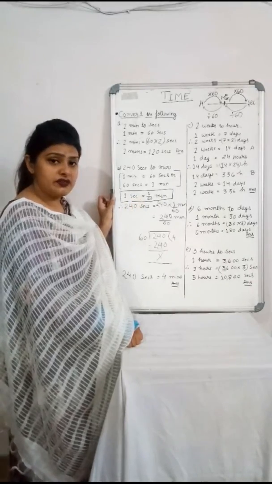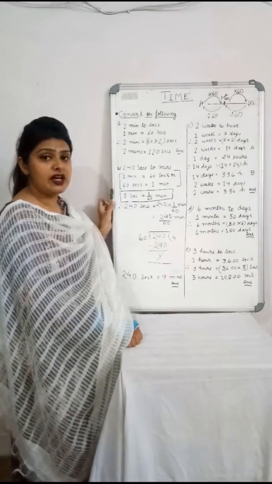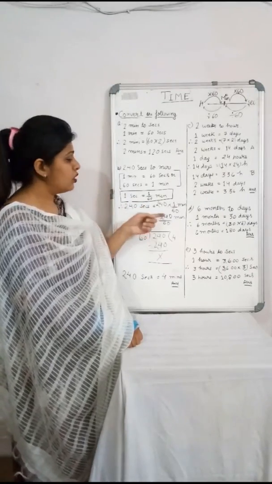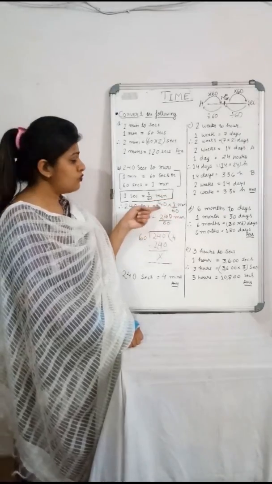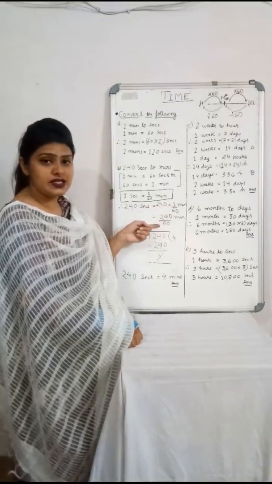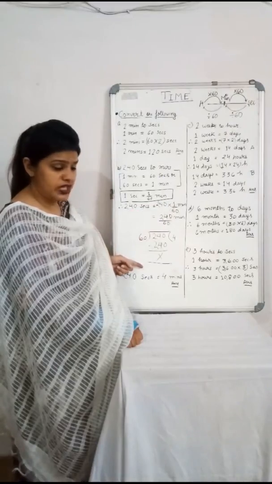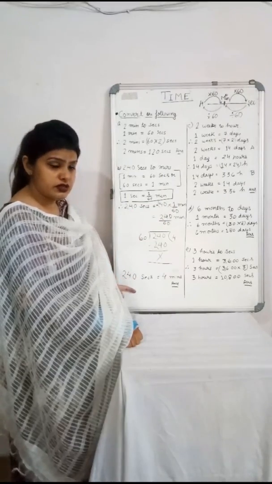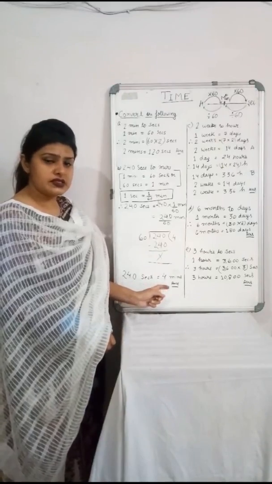Here 1 second will have 1 by 60 minutes and 240 seconds will have more minutes, that is 240 multiplied by 1 by 60. Here 240 is getting multiplied by 1, that means 240, and divided by 60. So we will perform the division and will obtain the number of minutes. That is 240 seconds is equal to 4 minutes.